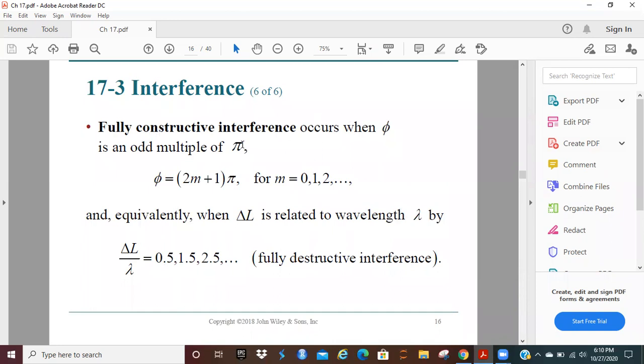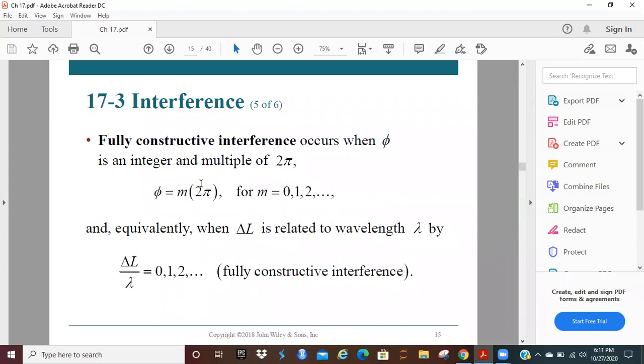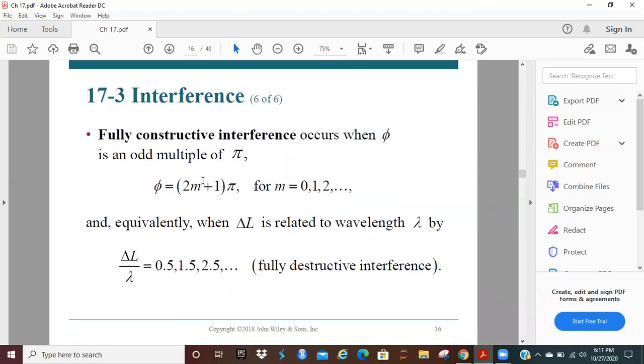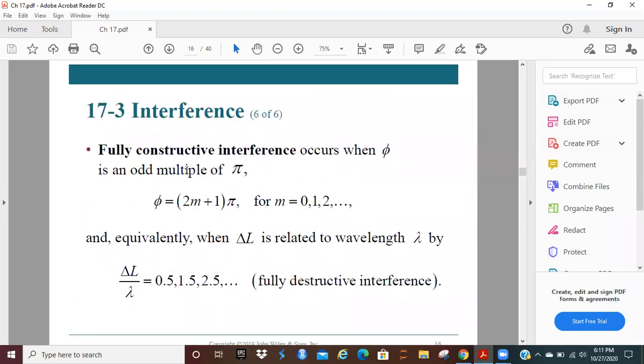Fully destructive interference occurs when phi is an odd multiple of pi, and equivalently when delta L is related to the wavelength by numbers that are greater than the whole numbers by 1/2. And you can see the fully destructive interference there. I think there may be a typo there. I think that should be destructive.